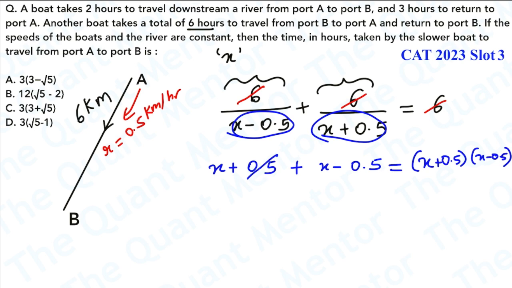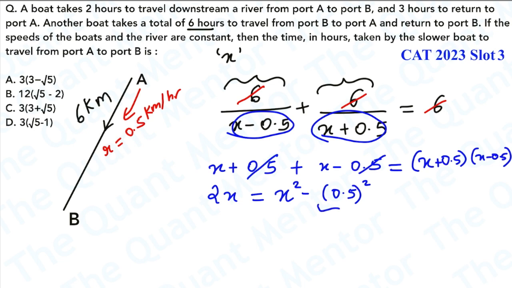So 0.5 gets cancelled. On the left hand side, I get 2x is equal to, on the right hand side, I get a plus b into a minus b, a square minus b square. Now, henceforth, many people try to make a quadratic and solve the question. I have a slightly different approach. I use algebraic equations instead.